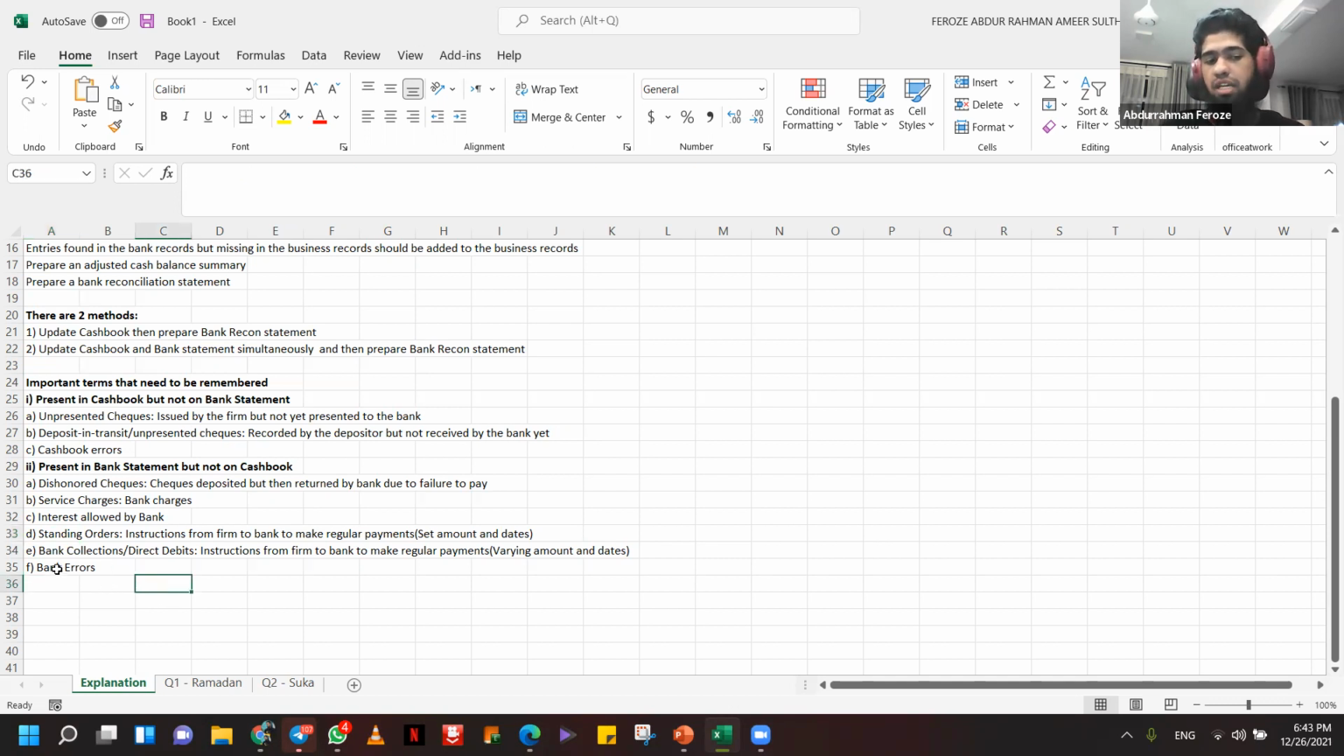And lastly is bank errors, which is, of course, errors that the bank has made. This is very, very rare, especially in real life, but if it happens, it needs to be accounted for, right?